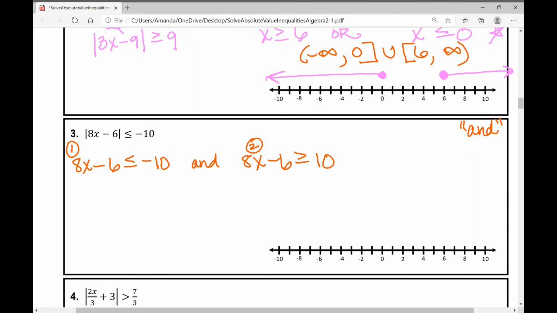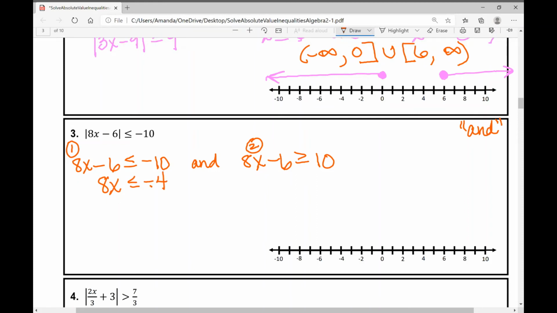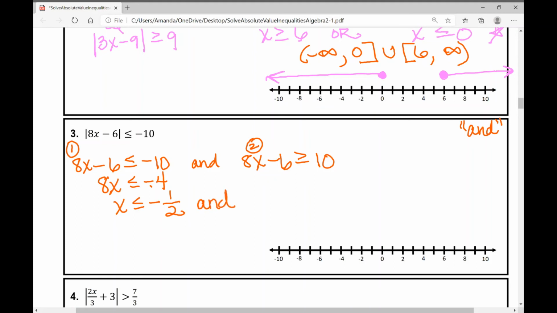So in this first case, when I add 6 to both sides, I get 8x is less than or equal to negative 4. And then when I divide both sides by 8, I get x is less than or equal to negative 1/2. And in my second case, if I add 6 to both sides, I get 8x is greater than or equal to 16. When I divide both sides by 8, I get x is greater than or equal to 2.